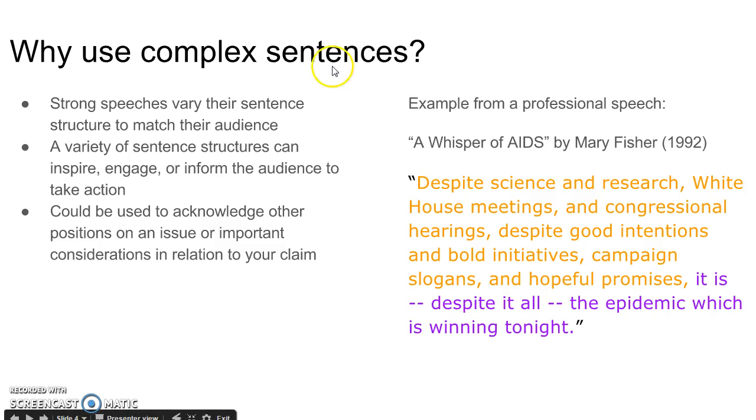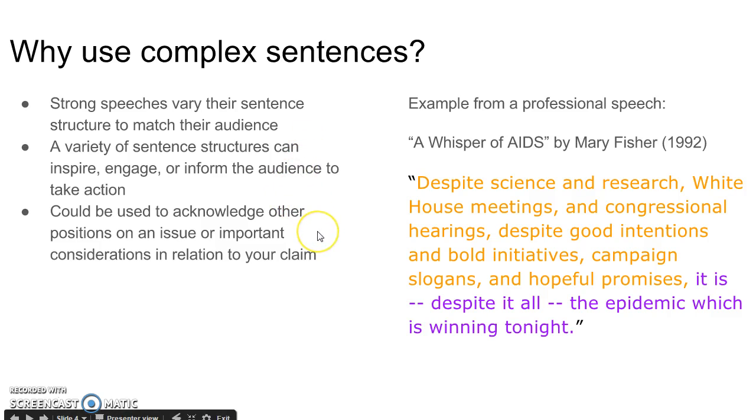Why use complex sentences anyway? Strong speeches vary their structure to match their audience. If your audience is the government of the United States, they're going to want to see that you're knowledgeable about your subject, and that might require different types of sentences. A variety of sentence structures can inspire, engage, or inform the audience to take action. In any argument, this is the goal. You want the audience to do something with the information to be on your side. A complex sentence could achieve that.